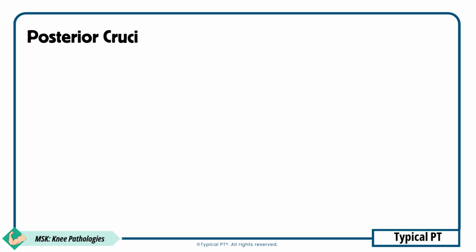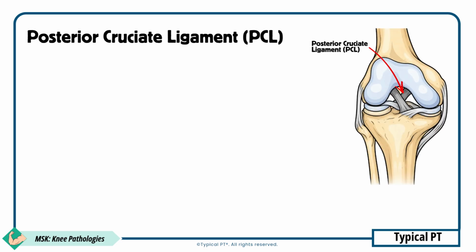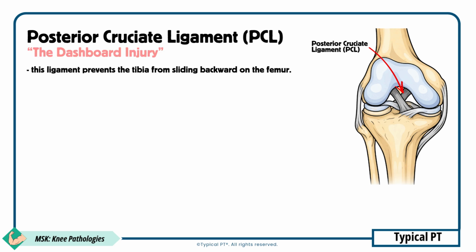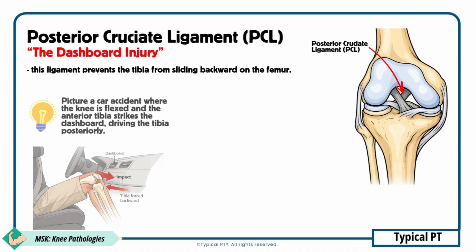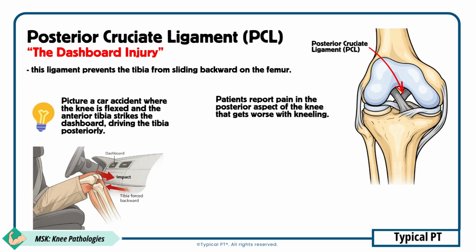Moving to the posterior cruciate ligament, or PCL. This ligament prevents the tibia from sliding backward on the femur. The classic mechanism is called the dashboard injury. Picture a car accident where the knee is flexed and the anterior tibia strikes the dashboard, driving the tibia posteriorly. PCL injuries also occur from falling directly onto a flexed knee.